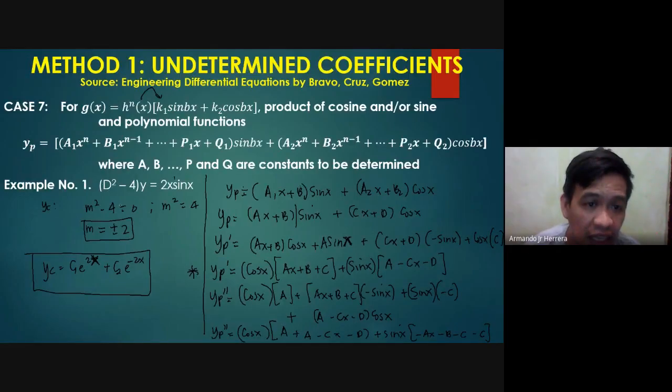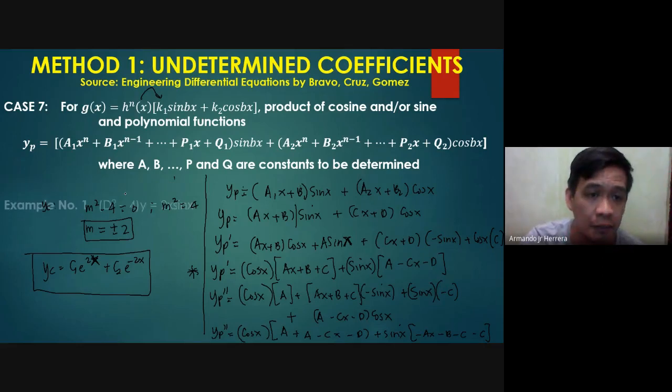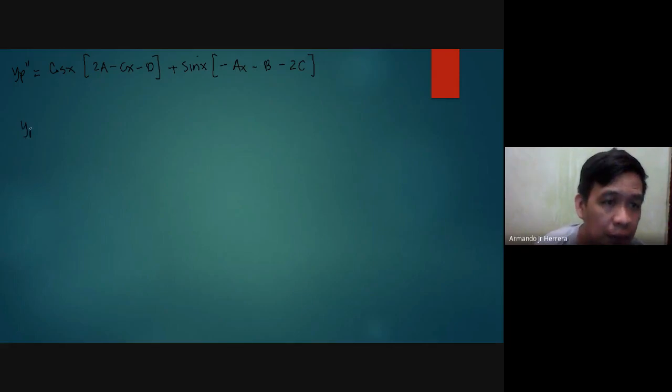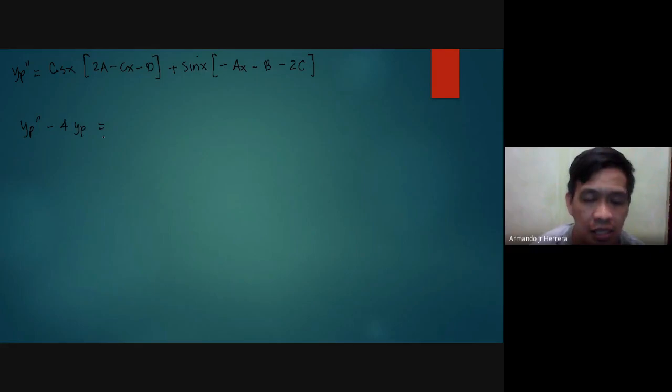And then ang given natin ay yp double prime minus 4 yp is equal to 2x sine x.